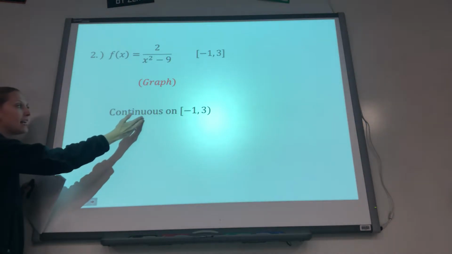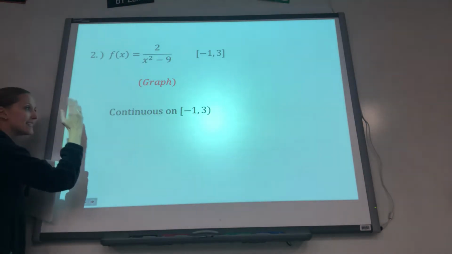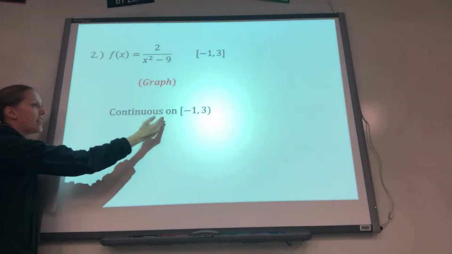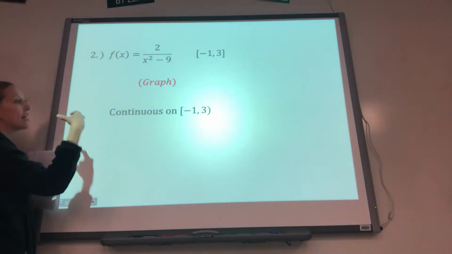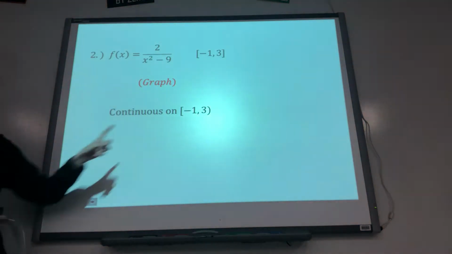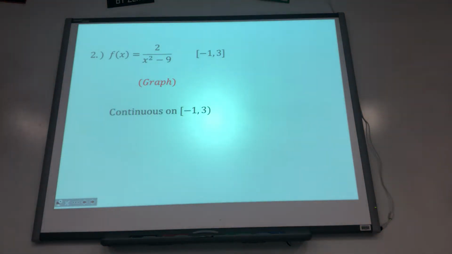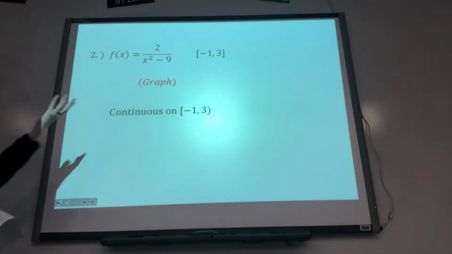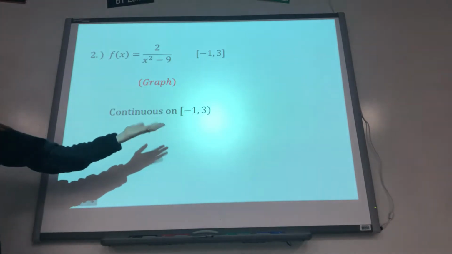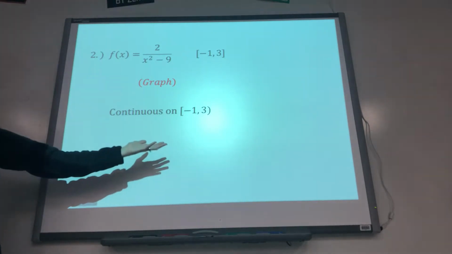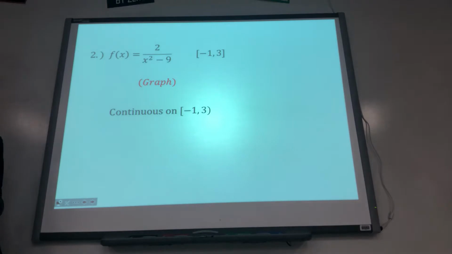You could say that we're continuous on the interval -1 to 3, but you would have to change the 3 to have parentheses because you can't really equal the 3. There's a vertical asymptote there. That would be fine. That would be an okay answer.